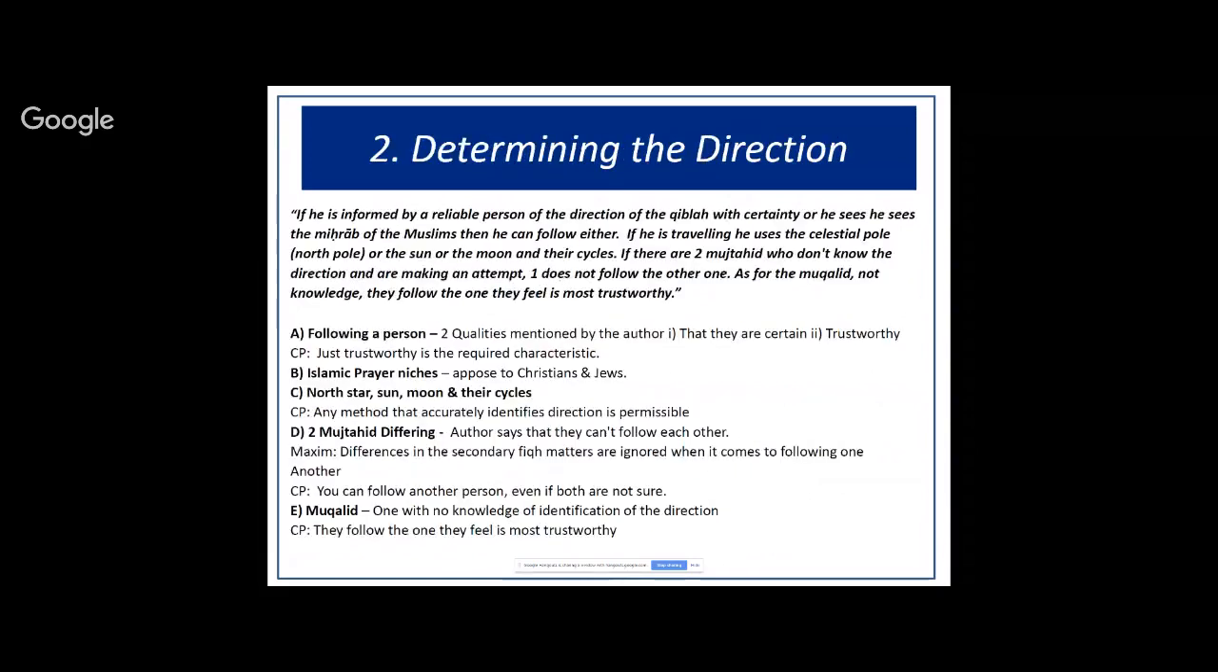Okay. So now we move on to the next section, which is determining the direction. So the text says, if one is informed by a reliable person of the direction of the Qibla with certainty, or he sees the mihrab of the Muslims, then he can follow either. If he is traveling, he uses the celestial pole, otherwise known as the North Pole, or the sun or the moon and their cycles. If there are two mujtahids who don't know the direction and they are making an attempt, one does not follow the other one. As for the muqallid, one who does not have knowledge, they follow the one that they feel is most trustworthy. So I've summarized this into 5 basic methods of determining the direction of the Qibla, which is mentioned in the text.